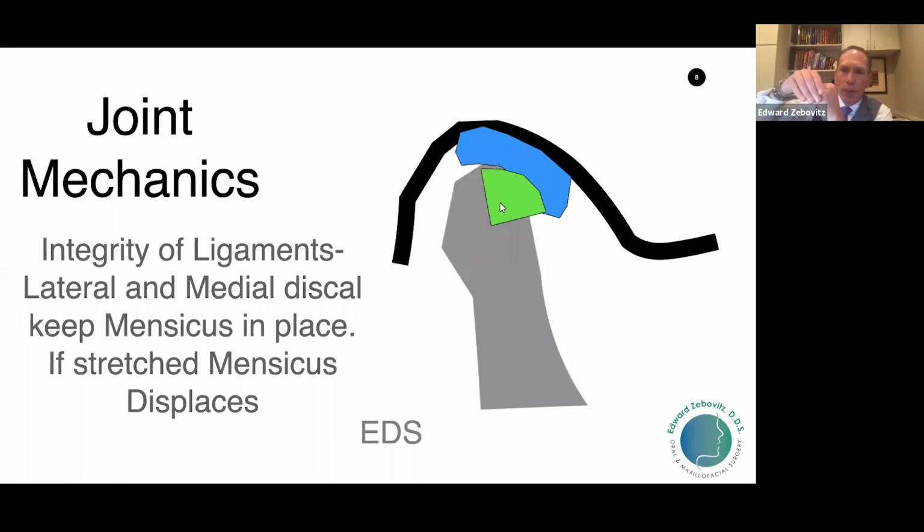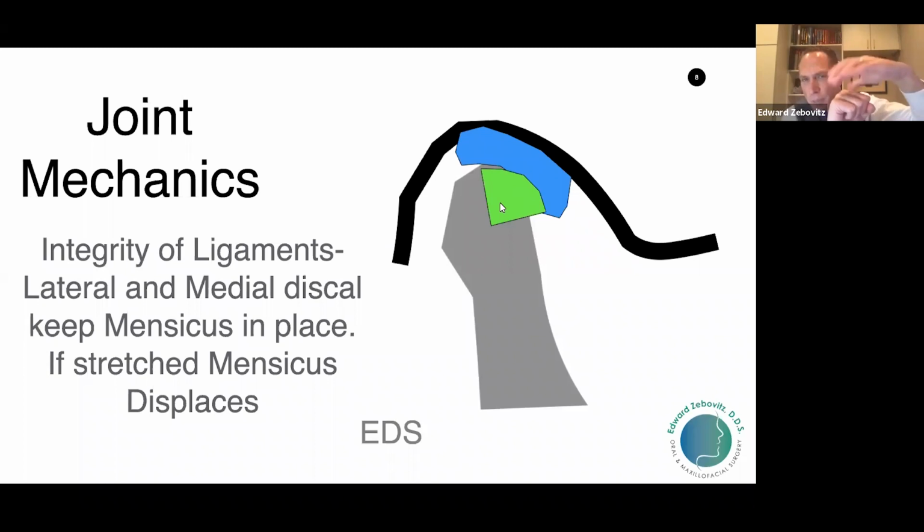And when it moves backwards, the lateral and medial discal ligaments can sometimes get stretched as a result of that. The ligament is kind of like an elastic. You can stretch it to a certain point, but once you overstretch it, you've permanently deformed it. You've lost its elasticity. And what ends up happening is once the ligaments are loose, you've got a slippery object in between two hard objects, between the fossa and the condyle.